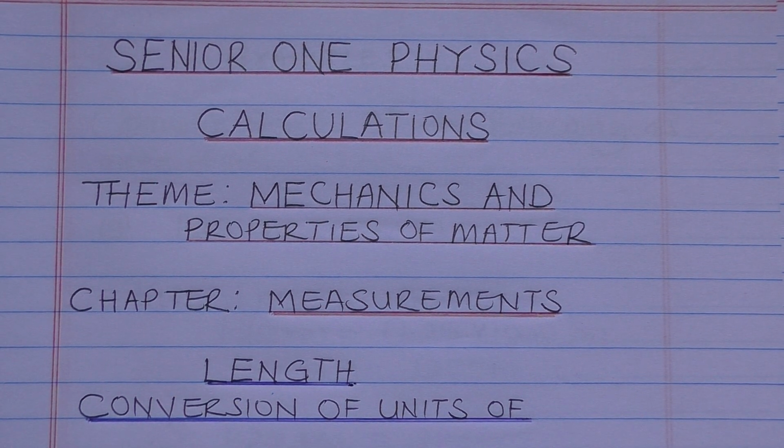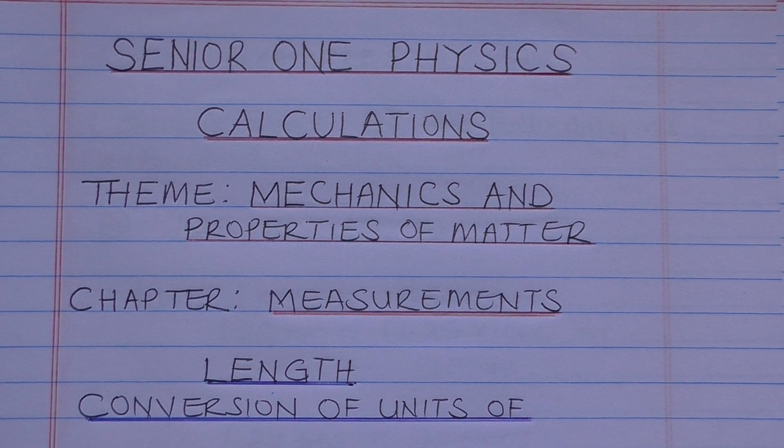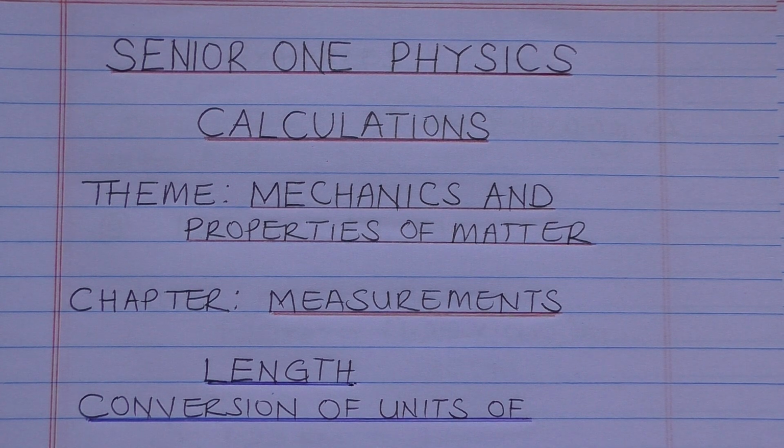Then physical quantities are categorized into two. We have the fundamental or basic quantities, then we also have the derived quantities. Fundamental quantities are quantities that cannot be expressed in terms of other physical quantities. For instance, your mass. You can only get your mass after using an instrument, which is a beam balance. So mass cannot be obtained by using other physical quantities. So it is fundamental.